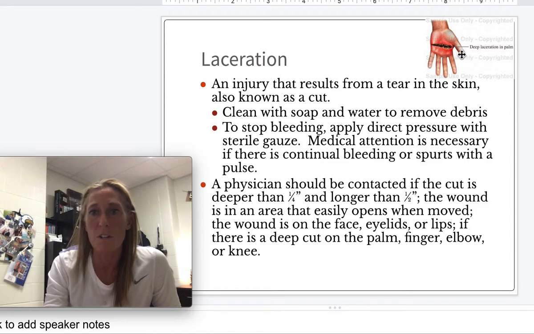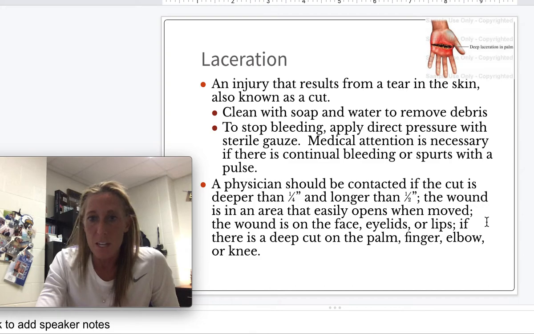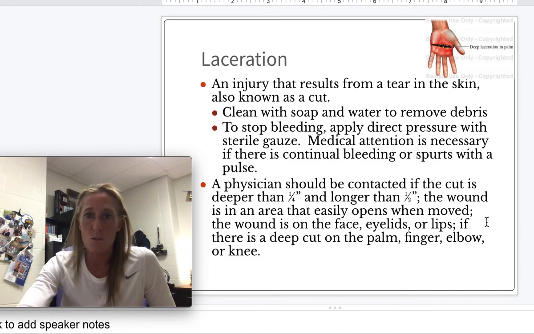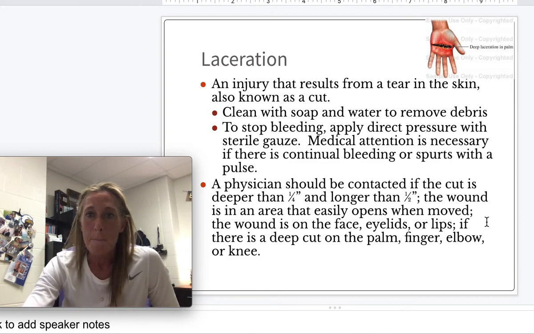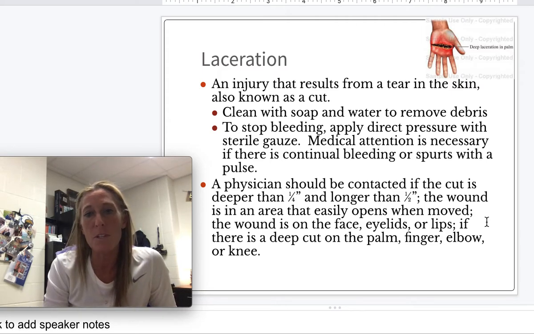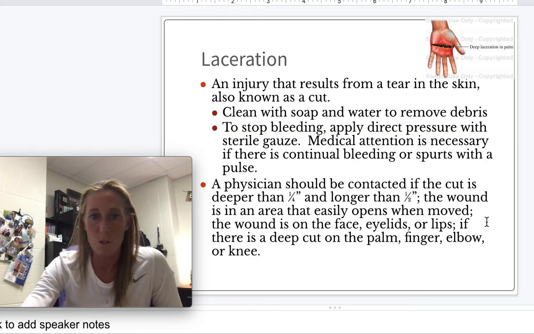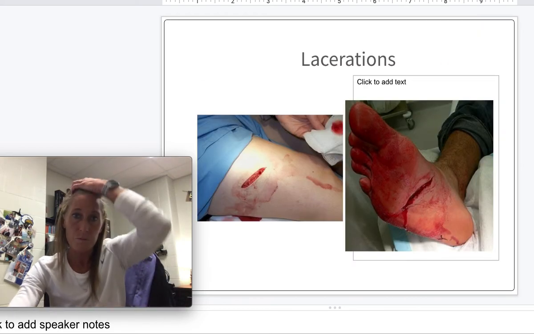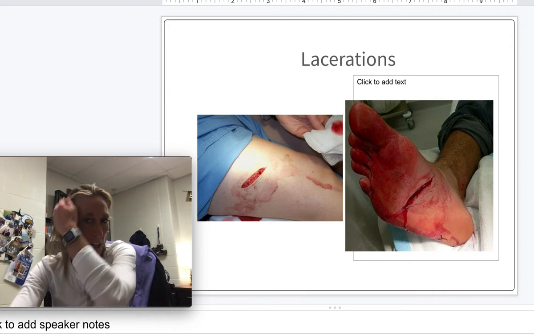That'd be a difficult spot on your hand there because you move your hand so much that pull on that. But they can put stitches or sutures in some spots. If the wound is on the face, eyelids, or lips, if there is a deep cut on the palm, finger, elbow, or knee, you would also want to seek medical attention. Some examples of a laceration there.